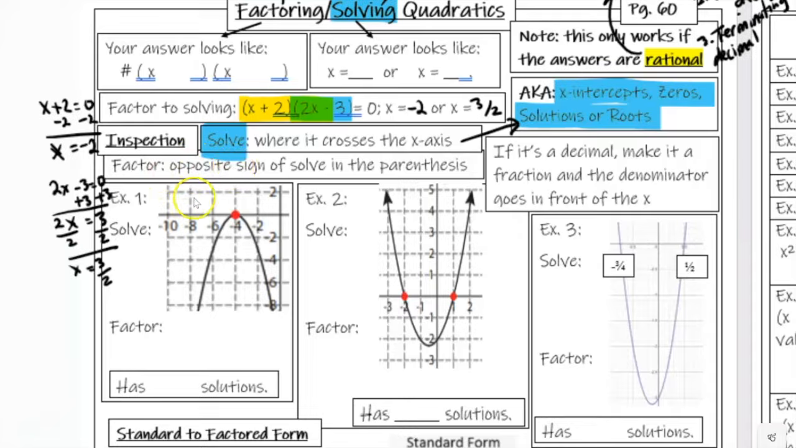Factored. So example 1. We're going to have to start with, what is our x-intercept? Well, how many x-intercepts do you have here? 1. So this has how many solutions? 1. All right, so what is my solution?